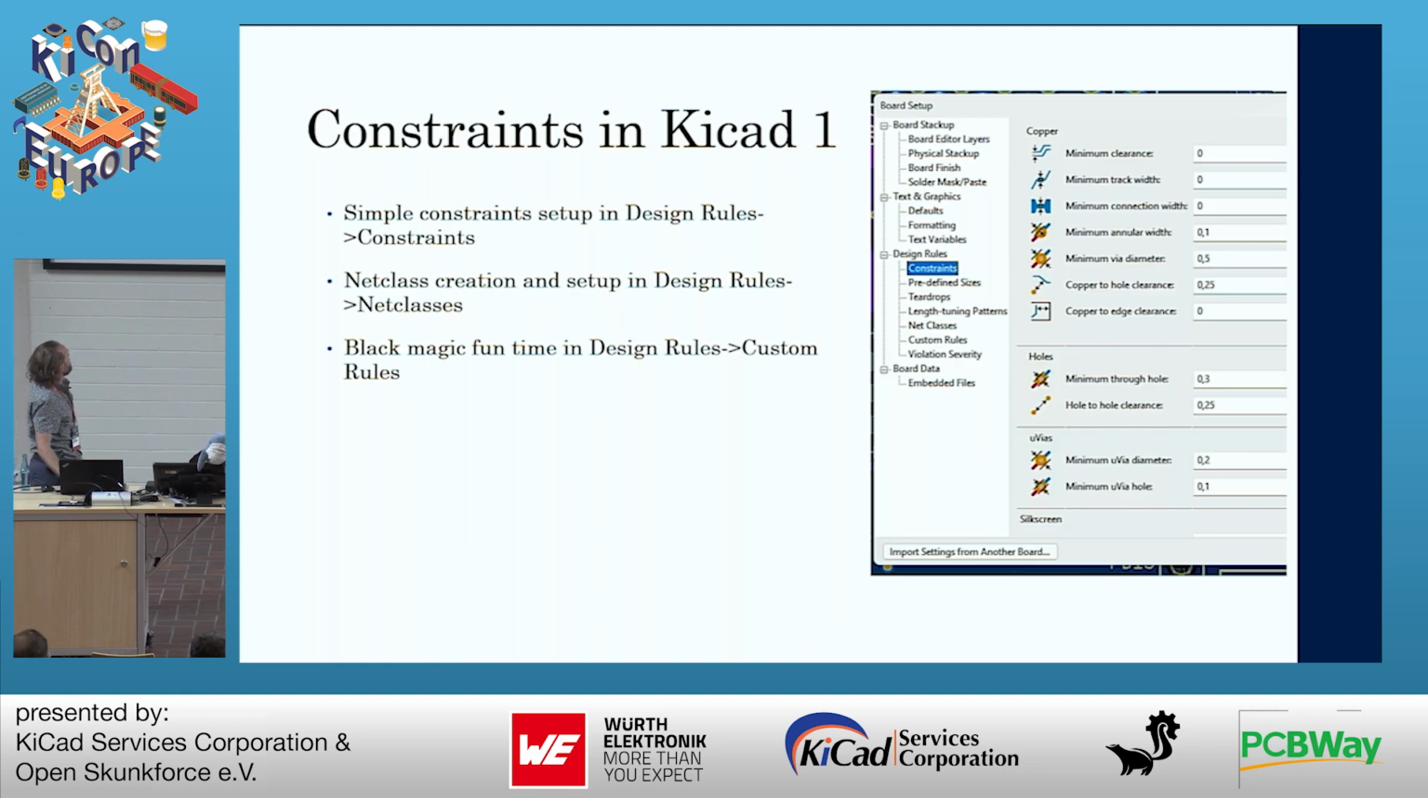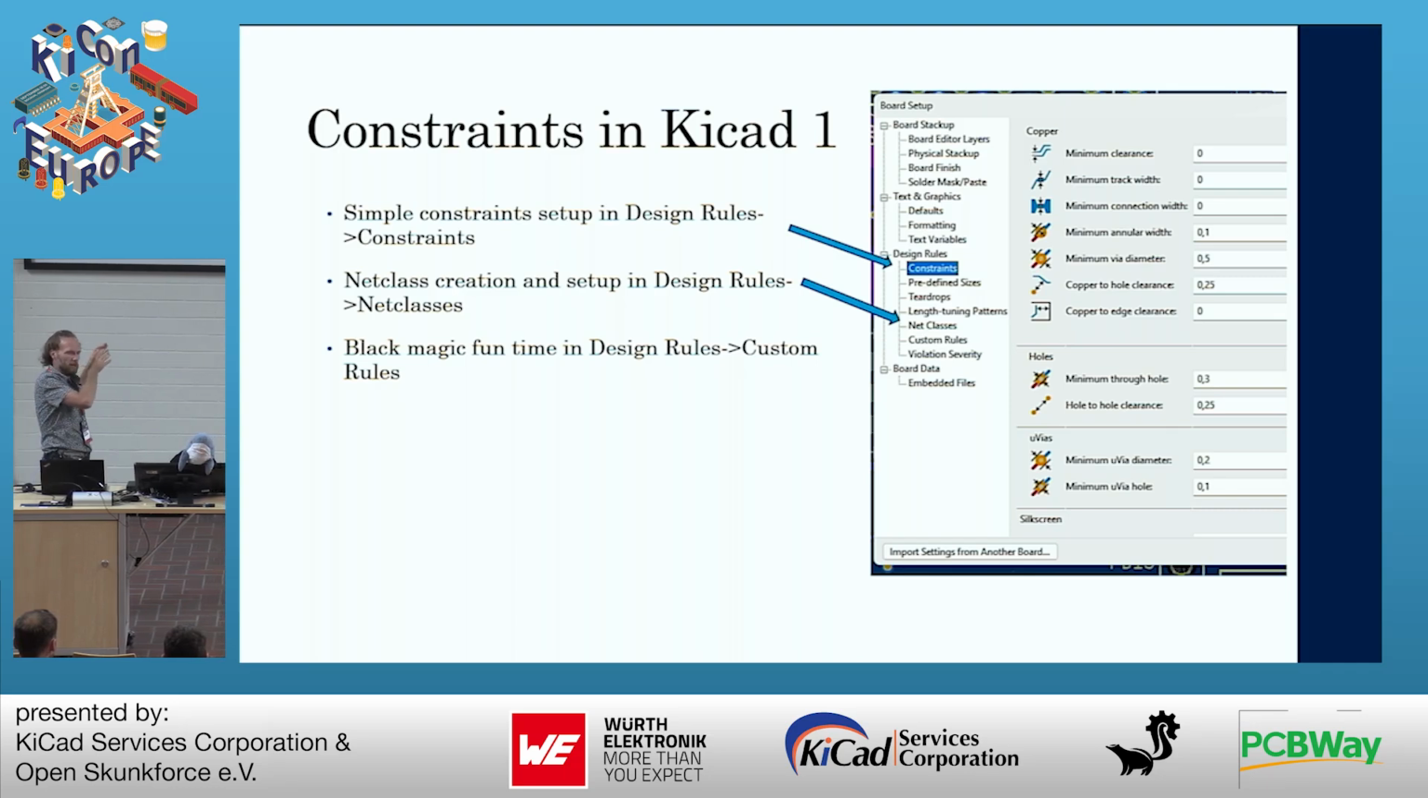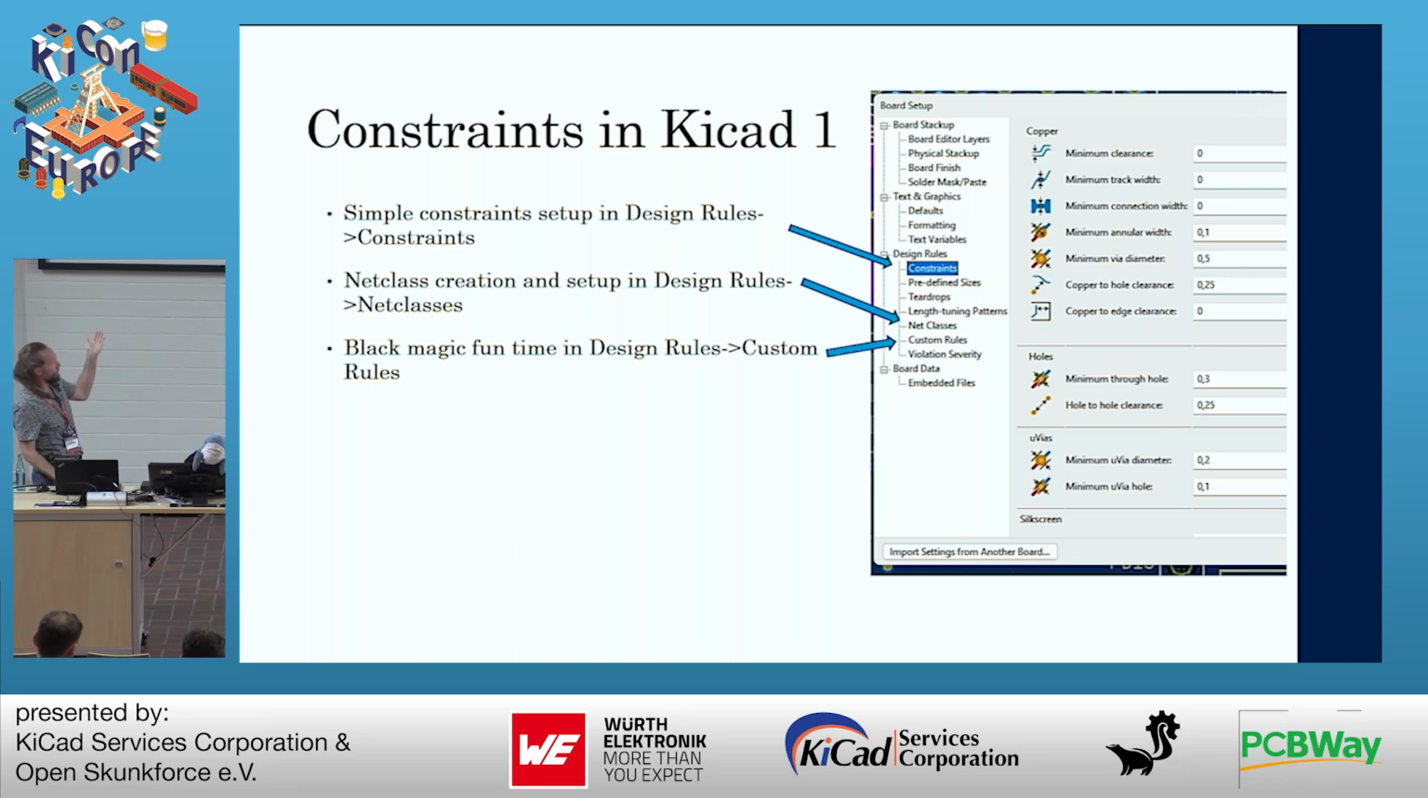As I mentioned, you can enter the board setup, you can type constraints, and you'll have a set of constraints. These are typically related to the manufacturing. You can click on the net classes, and there you can create some net classes and global clearances for those net classes. Everything's good, but that's going to be like the largest common denominator I just mentioned, the large net class that will cover everything. And then if you want the black magic fun time, you'll have to go into the custom rules and create something that is unique for what you're trying to do. And this is what we're trying to set up here.